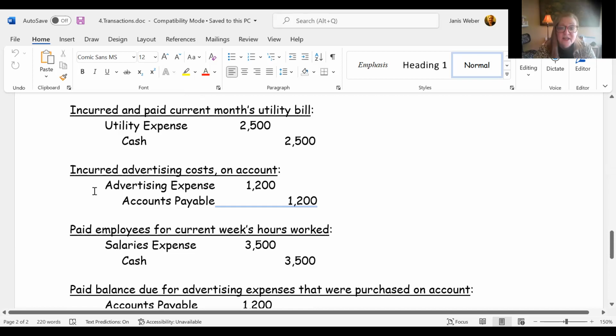But this time it's going to say advertising expense because I'm increasing an expense. That's going to be the debit. And then the credit's going to be to accounts payable for $1,200. That reflects the fact that we still owe this advertising cost.